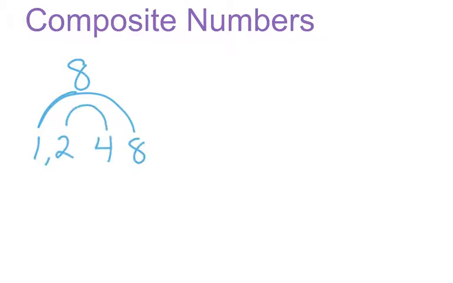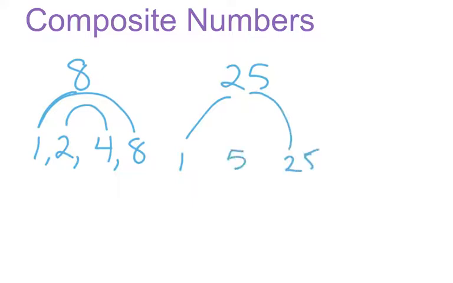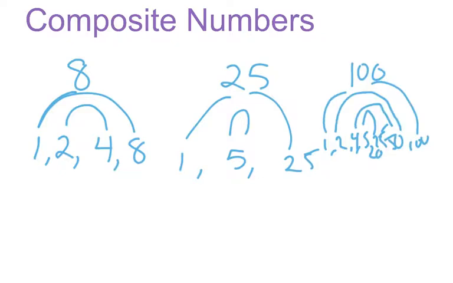If it's not a prime number, it is called a composite number. So like we just did with 8, a composite number is any number that has more than 2 distinct factors. Remember, distinct means different or unique, not repeating the same number. So composite numbers could have 3 factors, like 25, which has 1, 25, and 5. It could have loads of factors, like 100. So long as it has more than 2 distinct factors, it is called a composite number.